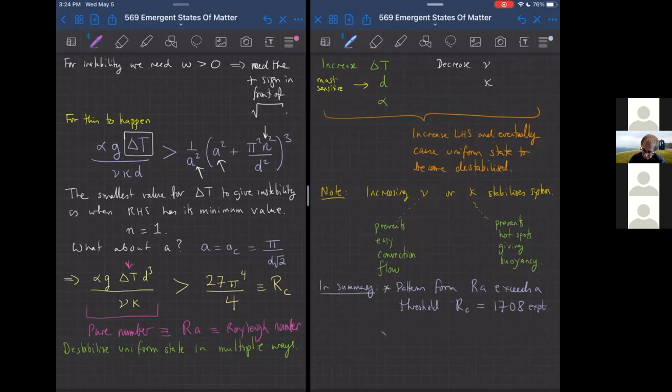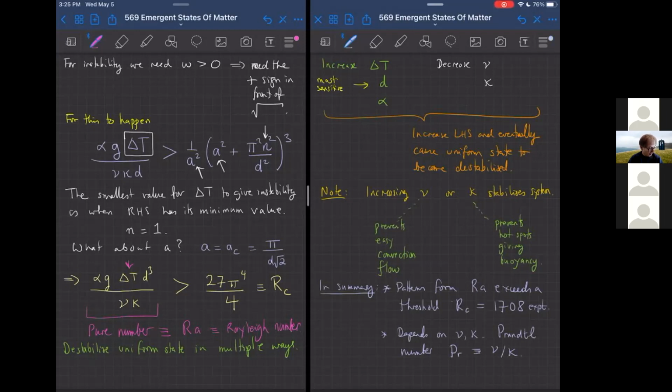So we've got something about the phase diagram. It also depends on nu and kappa, and so we have another dimensionless number called the Prandtl number, which is usually written as Pr, and that's just the ratio of nu over kappa. Okay, so from this, we can now construct a phase diagram.